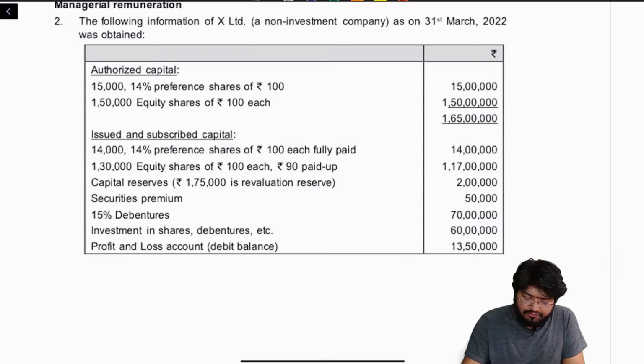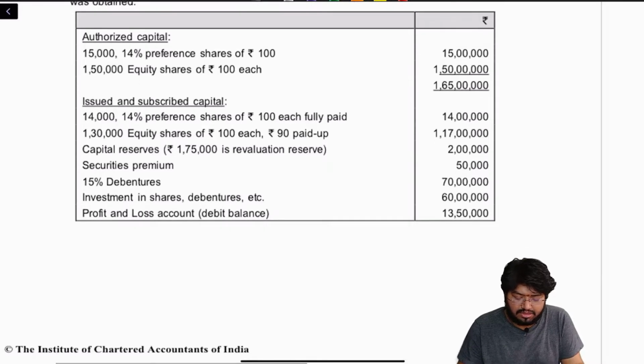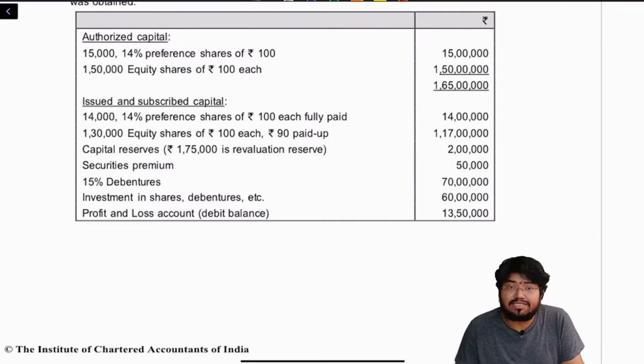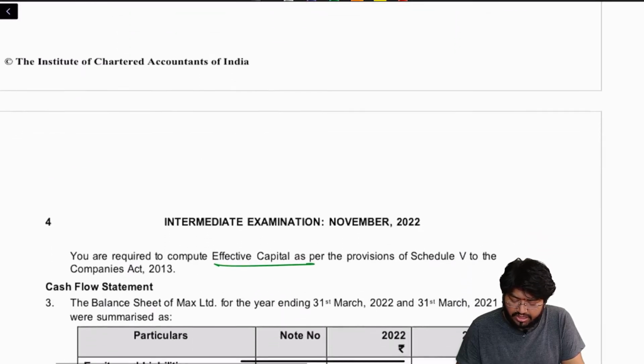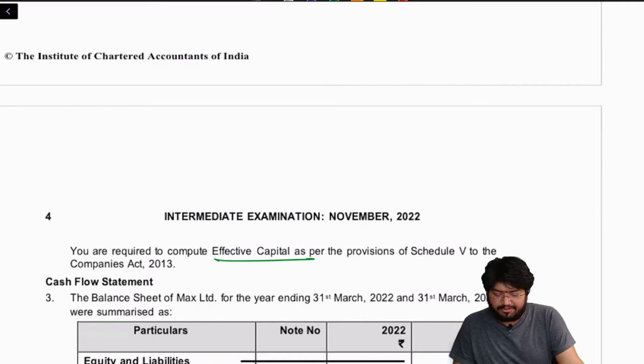Authorized capital: 14% preference shares for 15 lakhs, equity share capital of 100 rupees each, 1 crore 50 lakhs, total 1 crore 65 lakhs, out of which issued, subscribed, paid up is 14,000, 14% preference shares of 100 each fully paid, and 1 lakh 30 equity shares of 100 each, 90 paid up, capital reserve, out of which 1 lakh 75,000 is revaluation reserve, securities premium 50,000, 15% debentures 70 lakhs, investment in shares and debentures 60 lakhs, P&L debit balance 13 lakh 50,000. You are required to calculate effective capital as per Schedule 5 of the Companies Act.